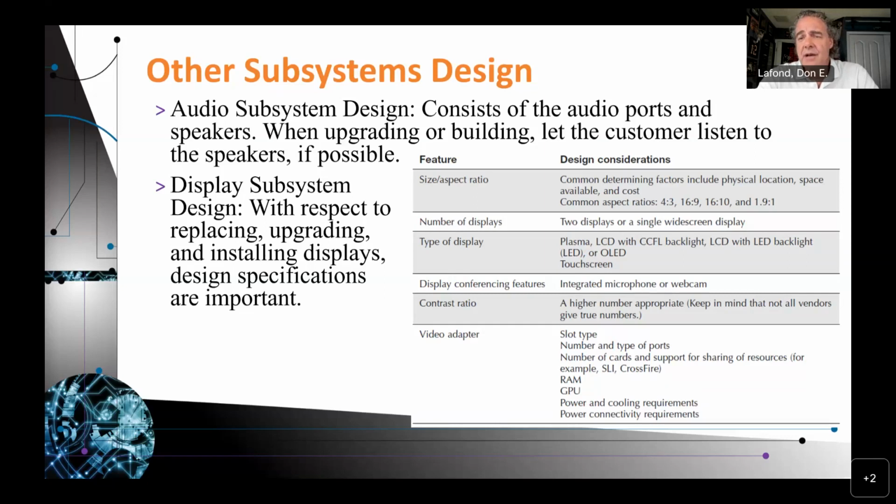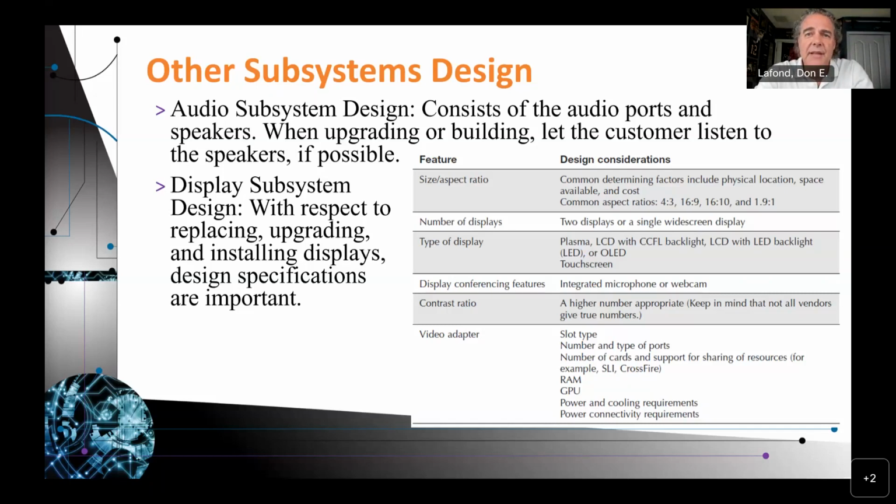Now, video does come built into many motherboards, and it's perfectly fine for a home PC that just uses Microsoft Office. But if you're using it for high-end gaming, you would want more RAM in it. You would want capability for Crossfire or SLI. That's where you're connecting multiple video cards together. You want to have the right kind of ports on it. DisplayPort and HDMI have higher resolution than VGA.